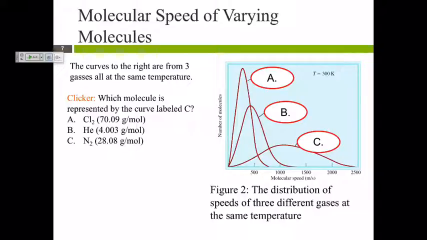Yep, fair enough. Any other questions, comments? I'm still kind of confused. If they're all the same temperature, they're all going to have the same kinetic energies. Yep. But with different speeds. Yep.